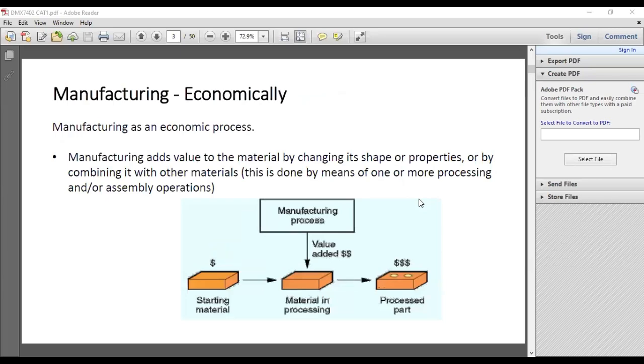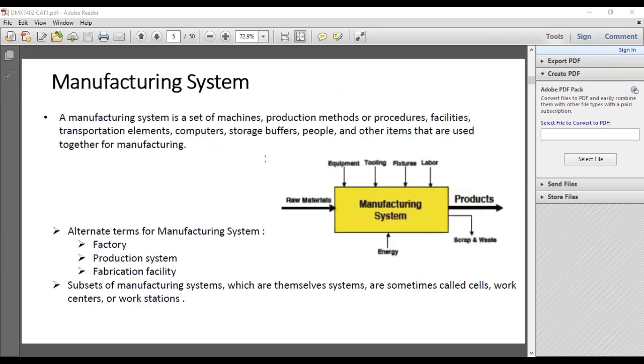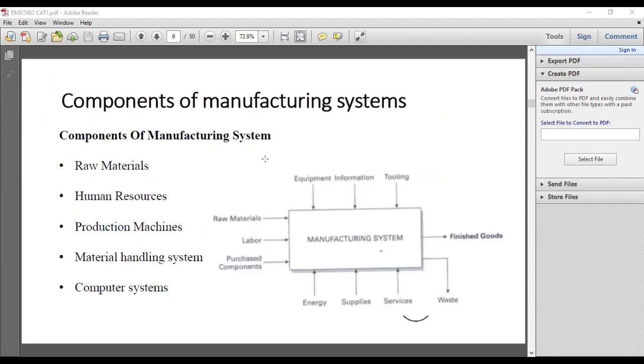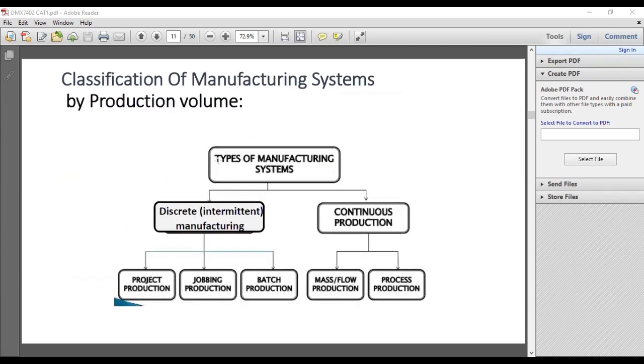Yesterday we talked about manufacturing systems and what a manufacturing system is, and how manufacturing systems are classified. Remember the classification methods.